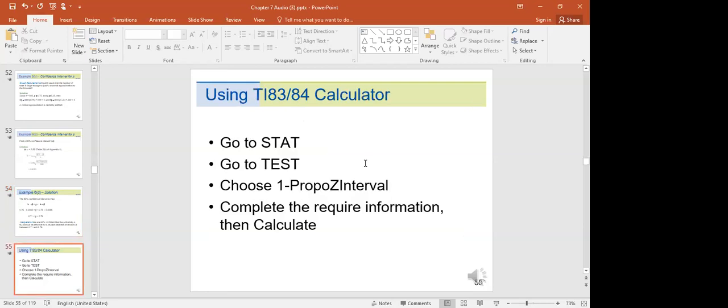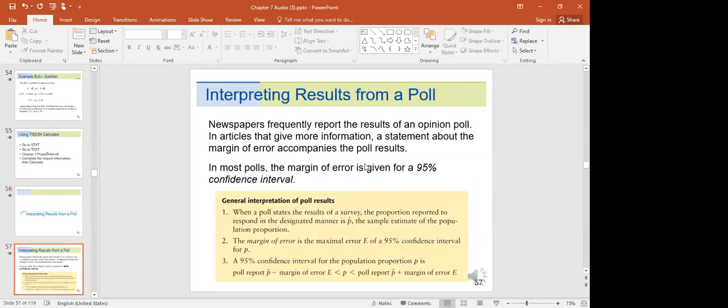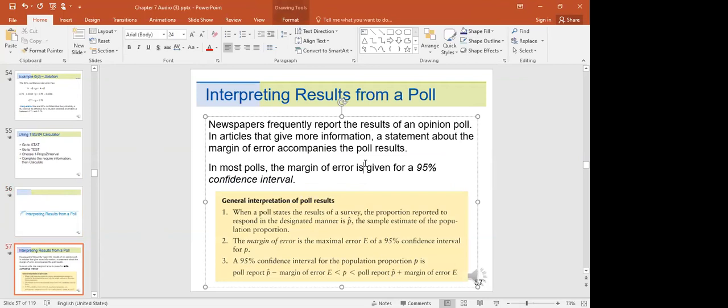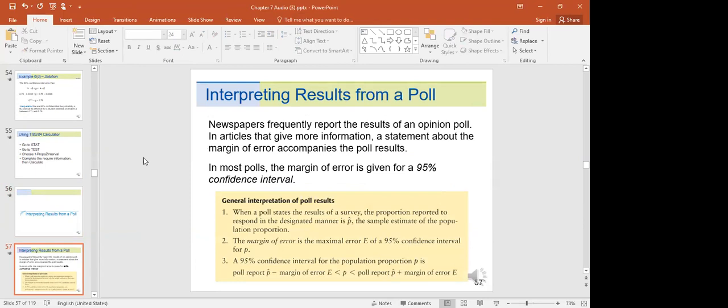So here is a summary of how to use the calculator to do the computation for the confidence interval for proportion. Generally, when you do, for example, a poll for an election, you can use it to determine the confidence interval of the proportion of the population that is in favor of a certain candidate.